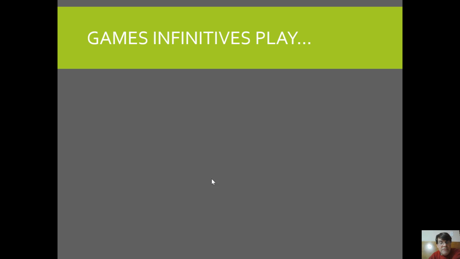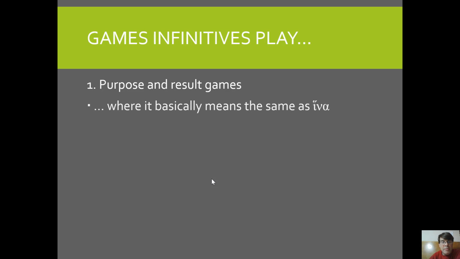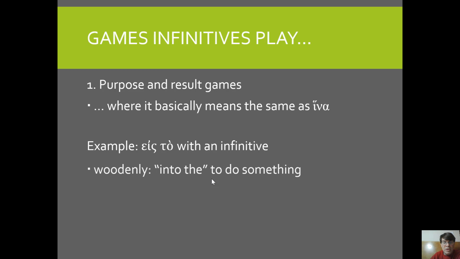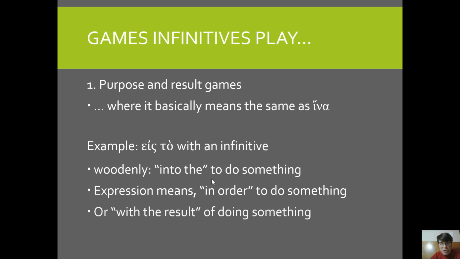So here are some games that infinitives play. This is where you wouldn't have translated correctly unless you knew a few other things. So infinitives can express purpose and result. This is where the infinitive basically means the same thing as hina or hopos. For example, if you have eis to with an infinitive, it's going to translate in order to do something or with the result that you did something. So woodenly, it's into the to do something, but that would be bad English. So you translate it in order to do something or with the result of doing something.